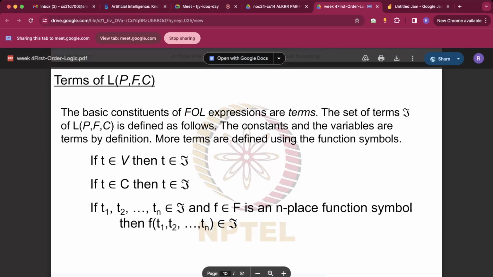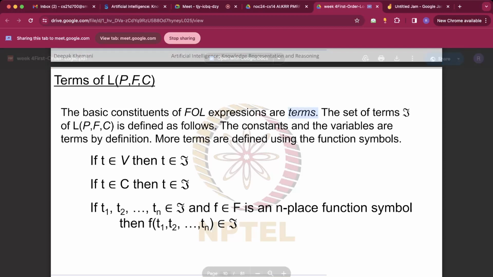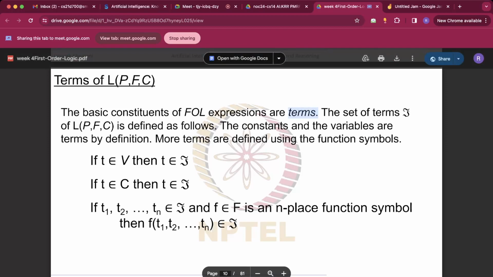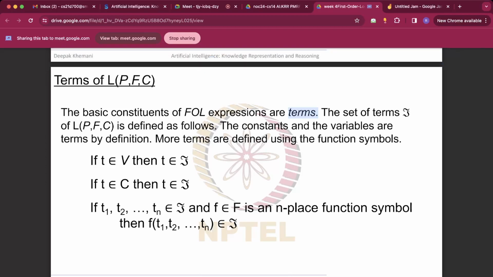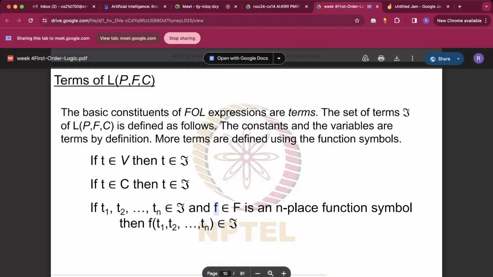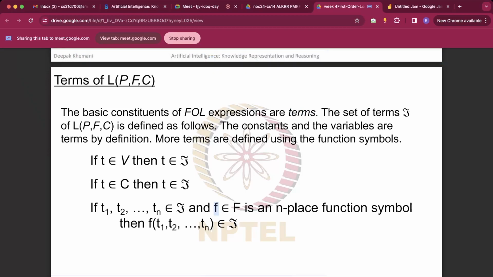For the basic constituents of first order logic, expressions are terms. And what are terms? If t belongs to variables, then that is a term. If t is a constant, then that is a term. And if we have t1, t2, tn, which is n terms, and f is an n-place function symbol, which basically means that f is a function that takes n terms as its arguments, then that function is also a term. So this was the definition of a term.